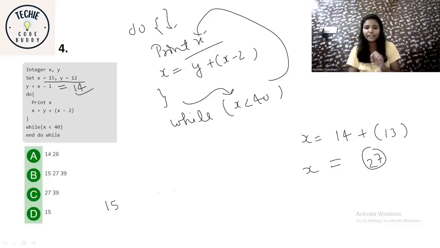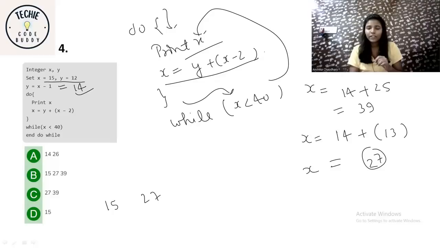What is the value of x? X has been updated now and it is 27. Again we will update x after performing this operation. So let's perform it here: x assign y plus x minus 2. What is the value of y here? Y is 14 plus x minus 2. The updated value of x is 27, so 27 minus 2 is 25. Now the updated value of x is 39.